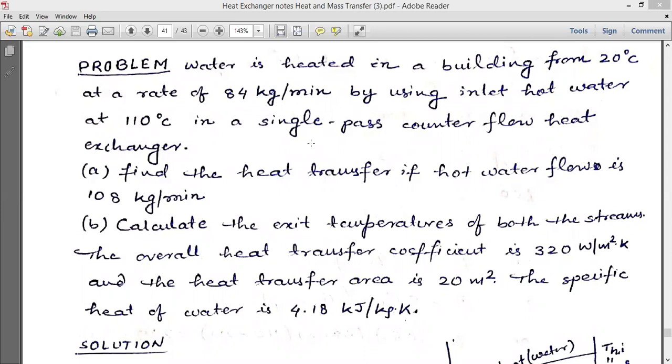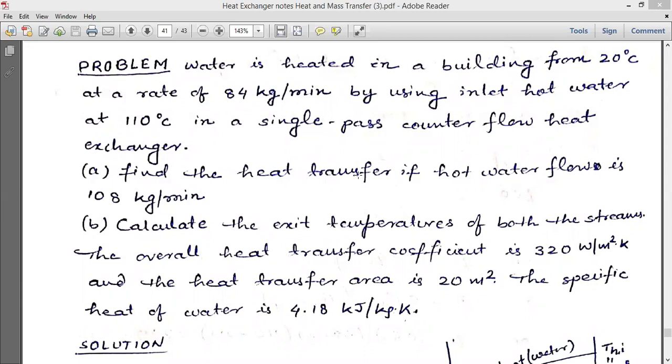Welcome back to the series of lectures or discussion on the heat exchanger. So let's today continue our discussion over the problem practice of heat exchanger. So let us read it out.